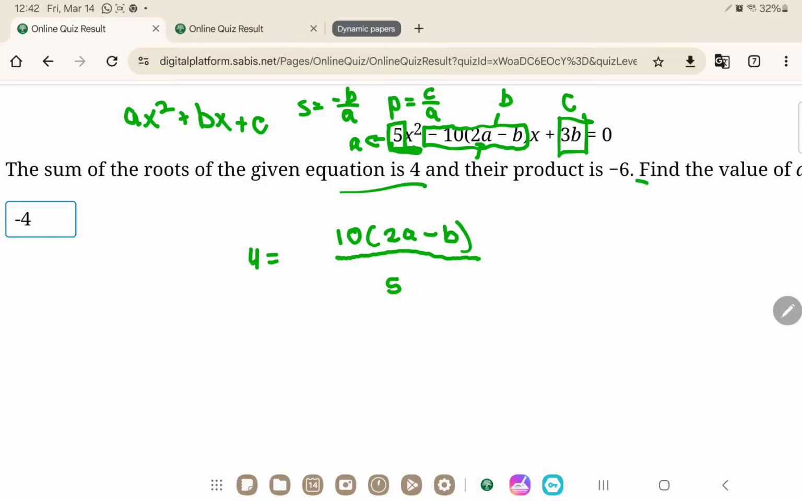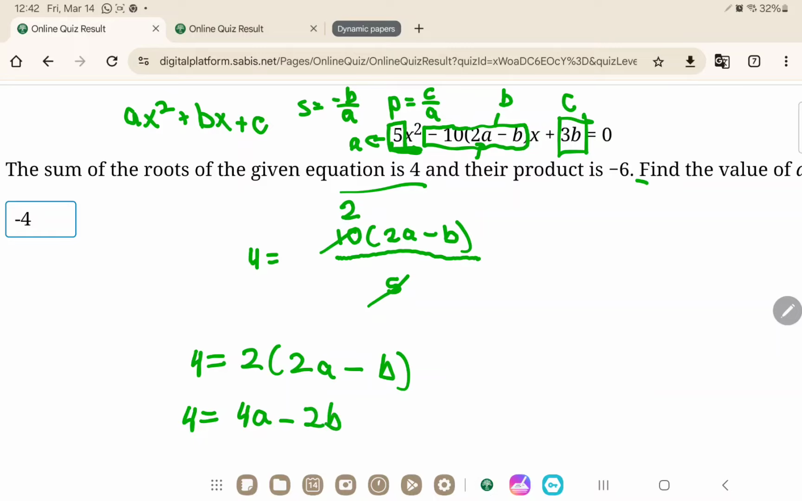So now we're going to be left with 20, because you multiply the 5 with the 4. Actually, no, wait. You can simplify it in a better way. 5 cancels out with 10, and you'll be left with 2. So 4 equals 2 into 2A minus B. So now 4 equals 4A minus 2B. Okay, you're gonna say, we're stuck.